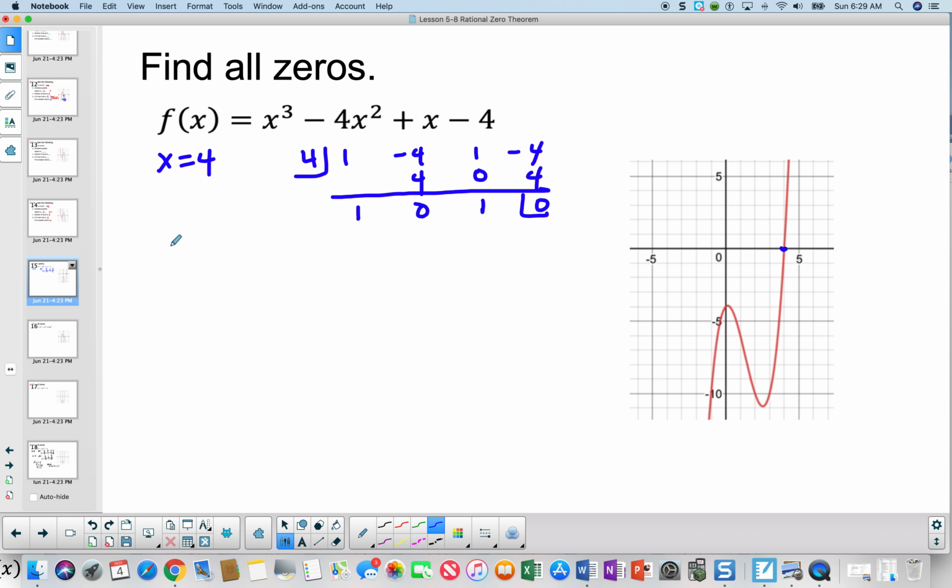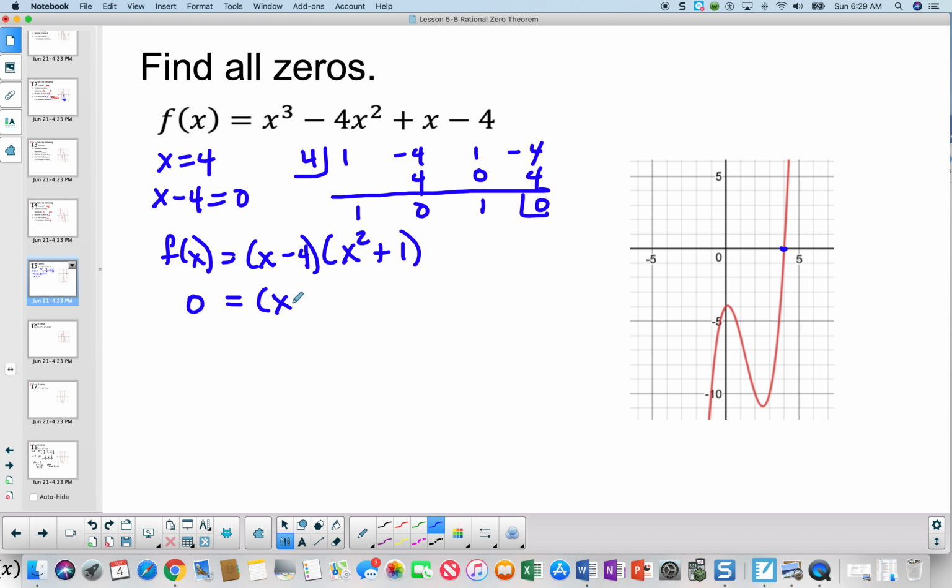here. So I know f of x is equal to, now when x is equal to 4, we know that this is the factor. So it's x minus 4, and then I'm going to translate this, and this is going to be x squared plus 0x plus 1. So when I want to find the zeros, I'm setting all these equal to 0. And the first one, I already knew, that was 4, that was back up here, so that's not a new one. So x squared plus 1 is equal to 0.